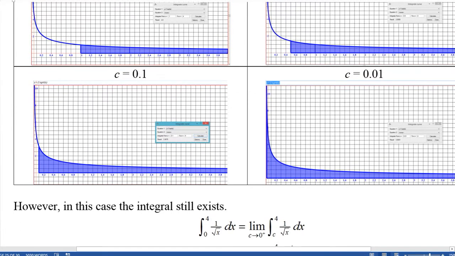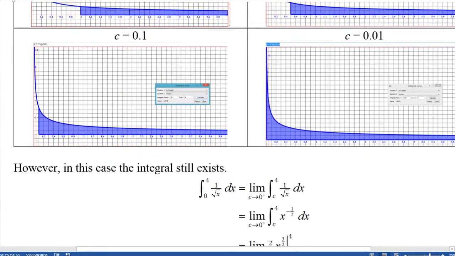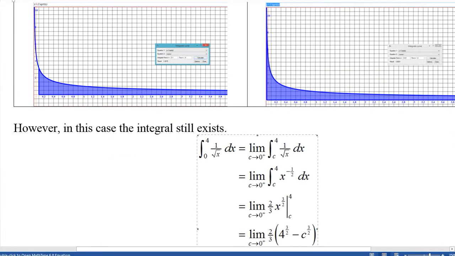Now, if we wanted to find the exact values of each of these, what we're doing is finding the integral from c to 4 of 1 over square root of x dx. Well, 1 over square root of x is x to the negative 1/2, so we can just apply the power rule. We add 1 to the power: 1 plus negative 1/2, that's 1 minus a half, is a half.